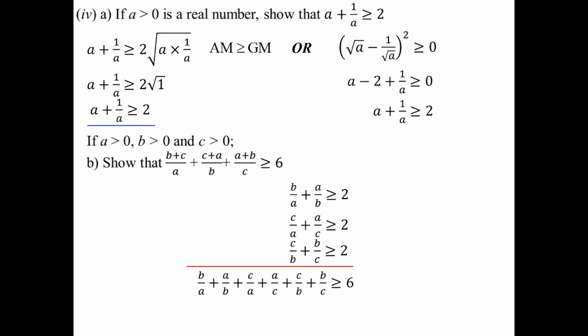Now if we group together the ones with the same denominator, you'll see that we have b plus c on a plus c plus a on b plus a plus b on c is greater than or equal to 6. So with a lot of these inequalities, it's just playing around with arithmetic mean, geometric mean.